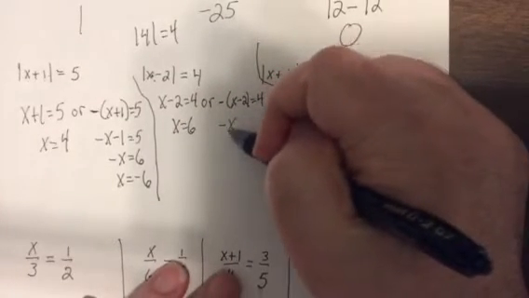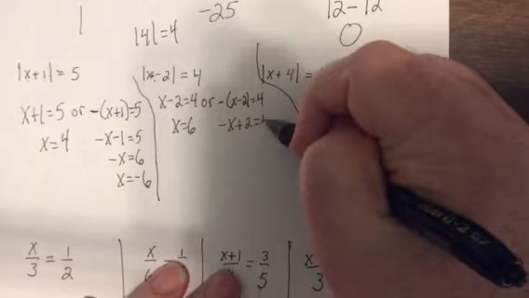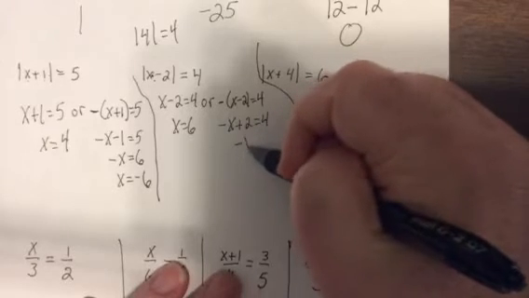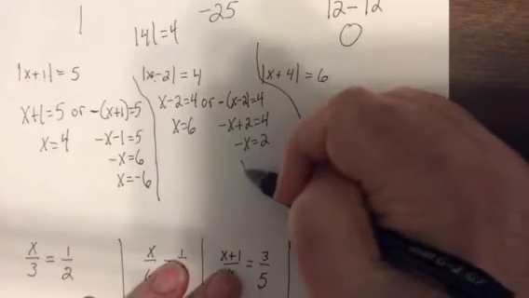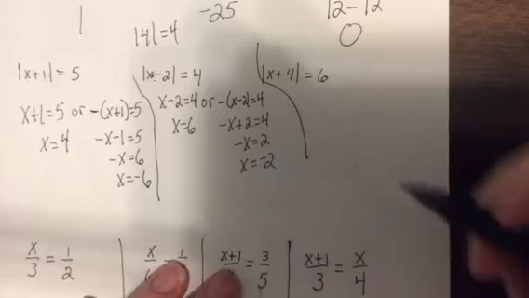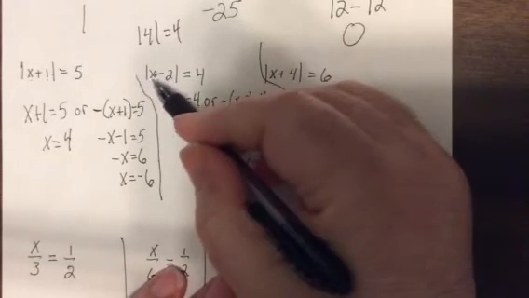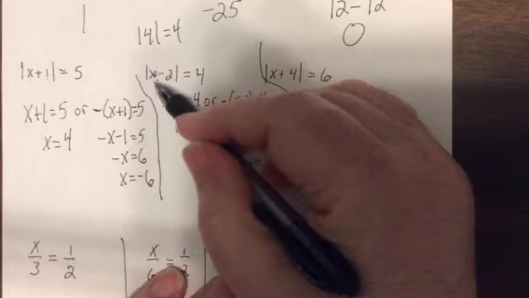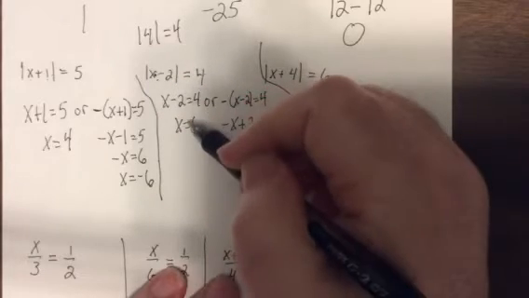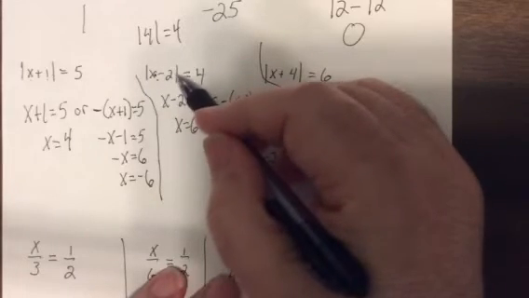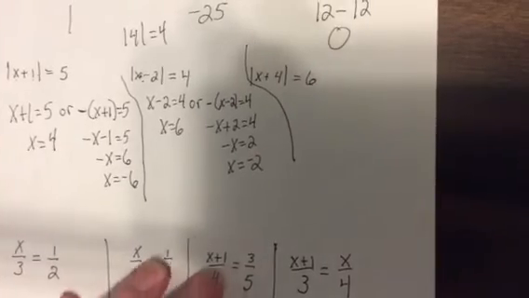Then negative x plus 2 equals 4. Subtract 2, so negative x equals 2. So x equals negative 2. So negative 2 minus 2 is negative 4. Absolute value is 4. 6 minus 2 is 4. Absolute value is 4. Yes!